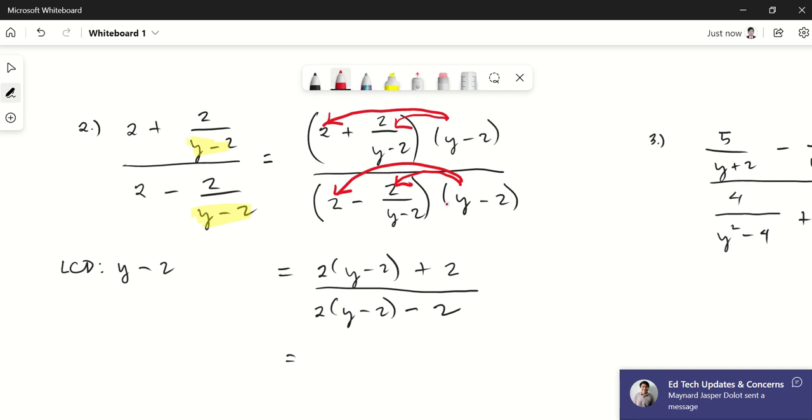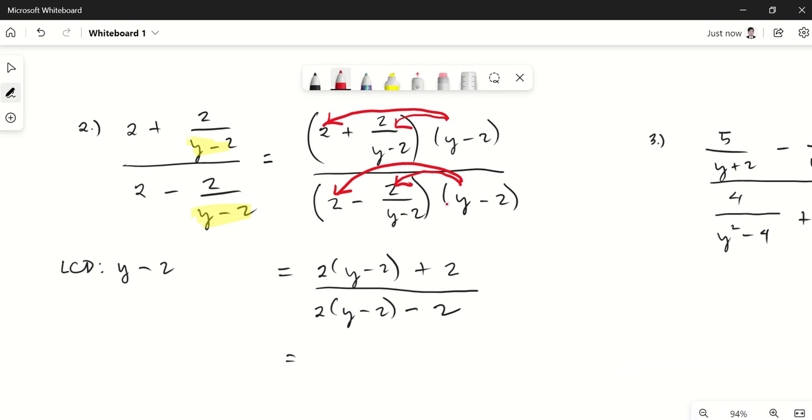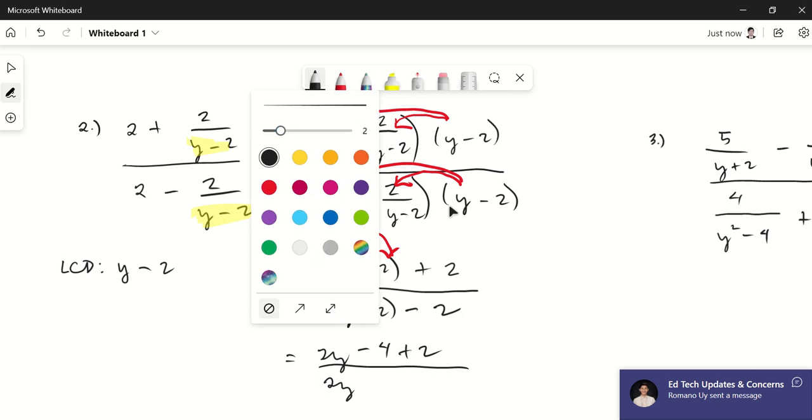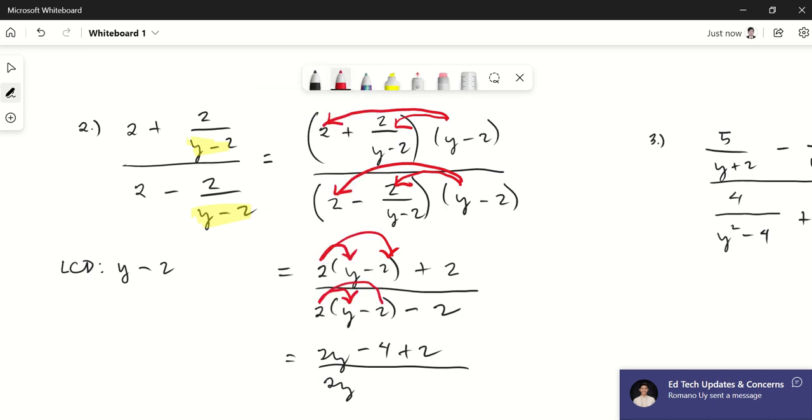So now we just have to simplify both numerator and denominator separately by distributing first the 2 to the y. So 2 times y is 2y. And if you multiply the 2 to the negative 2, that will give you a negative 4. Same process in the denominator. Multiply the 2 to the y. That will give you a 2y, and 2 times negative 2 is negative 4.